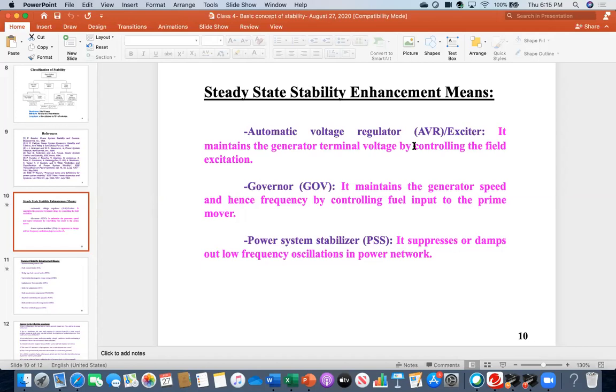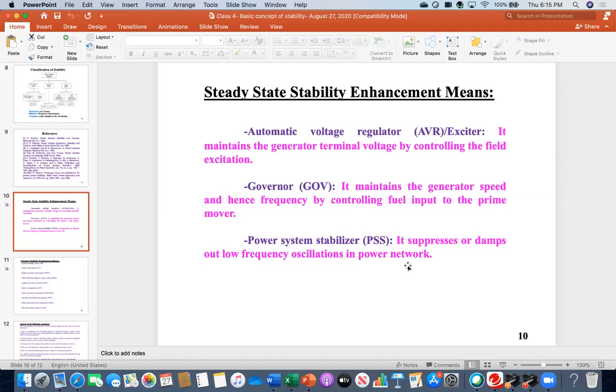And the automatic voltage regulator, you have to control the field excitation, the DC field that we apply on the magnetic coils or the magnetic circuit. And then there is a third component called the power system stabilizer, PSS. It suppresses or damps out low frequency oscillation in the power network.